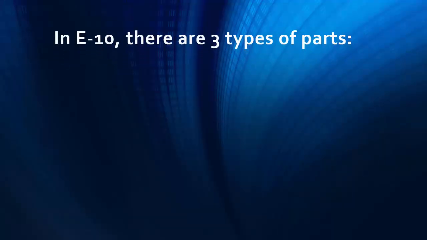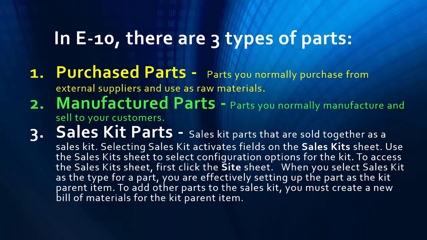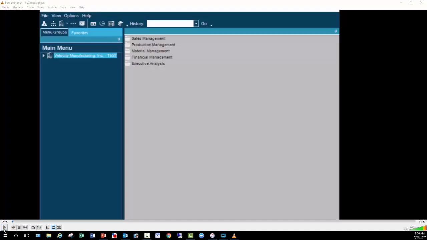In E10, there are three types of parts. Number one, purchase parts are parts that you normally purchase from external suppliers and use as raw material to make. Number two, manufactured parts. These are the ones that we create and sell to our customers. A sales kit part we'll discuss a little bit later. Let's look at part creation in Epicor 10.